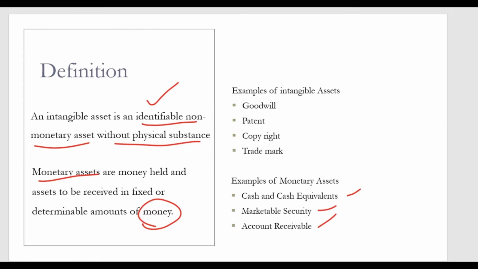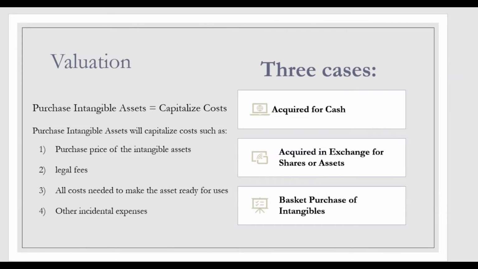The other one, without physical substance: we can't touch or see the asset like a tangible asset. So physically it should be intangible, or without physical substance. For example, goodwill, patent, copyright, and trademark are examples of intangible assets. For today, let's only focus on the valuation or measurement of intangible asset.